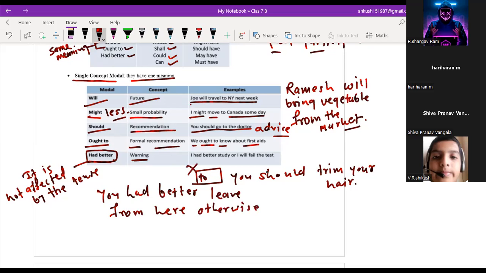You had better leave from here, otherwise Soham will hit you. In this situation you are warning someone that you must leave from here, otherwise someone will beat you. Whenever you are in a situation like this, you may use had better.